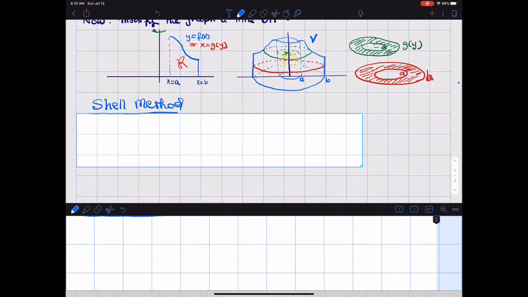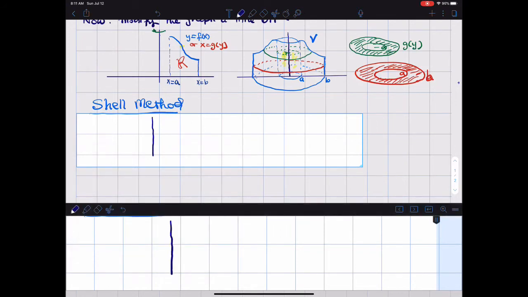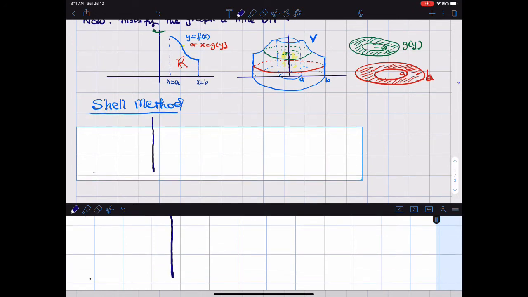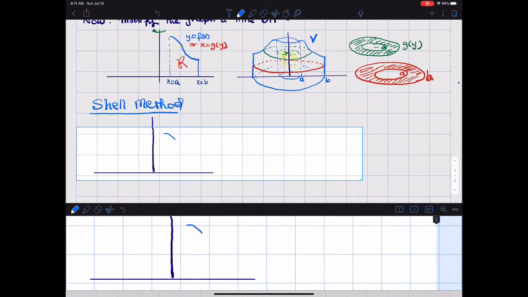The shell method is, instead of getting disks, we get shells out of our figure. So how do we do this? I'm going to show you. I'm going to try to redraw what I had drawn. I'm going to draw it really quickly. Oh, no, that would be a mistake. I'm just going to take my time.